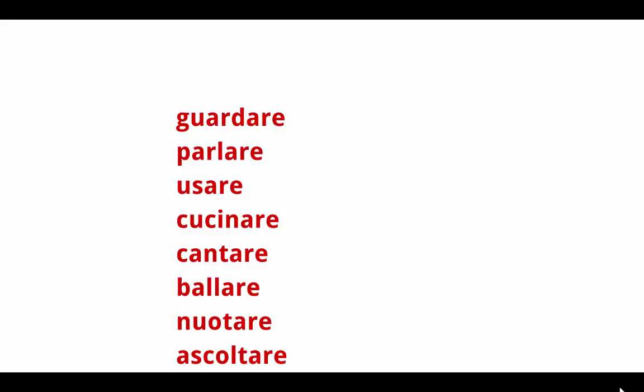Now, the verbs as we see them here, before we've done anything to them, are what we call infinitive, which means that they haven't been changed, they haven't been conjugated, they are just in their purest form. So guardare is an infinitive, parlare is an infinitive, and so on and so forth. So to conjugate, we're going to have to change the infinitive.